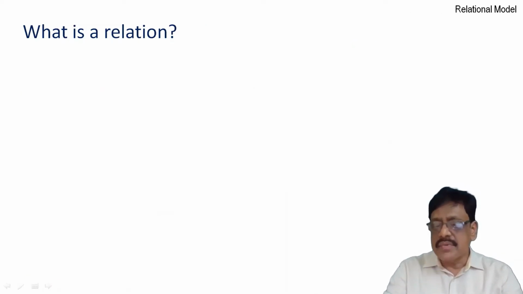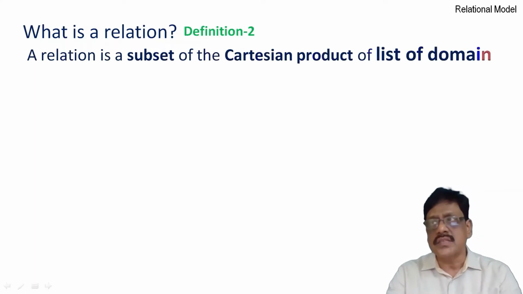Now the second definition of a relation is that a relation is nothing but a subset of the Cartesian product of a list of domains.